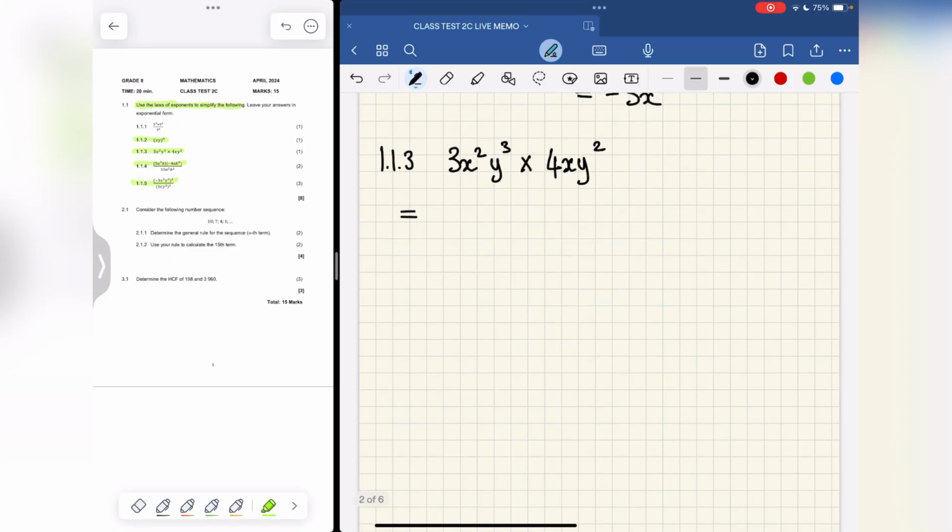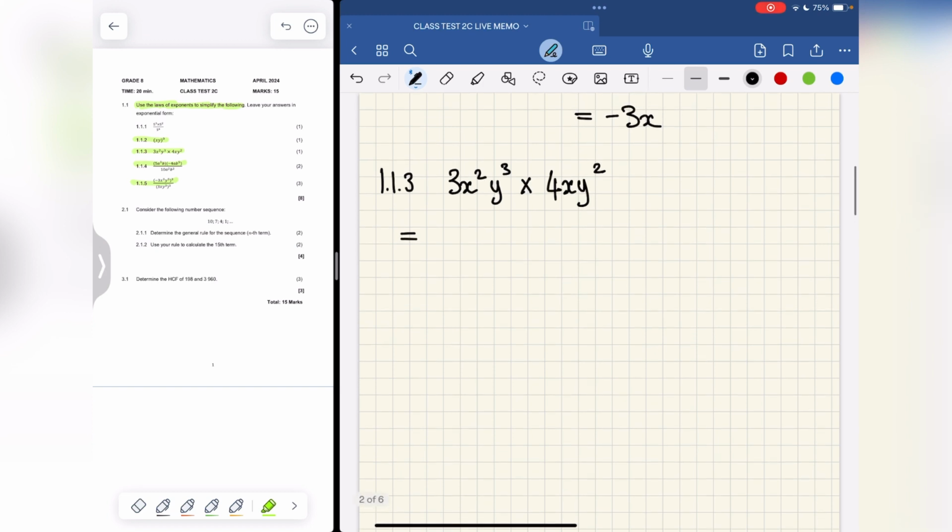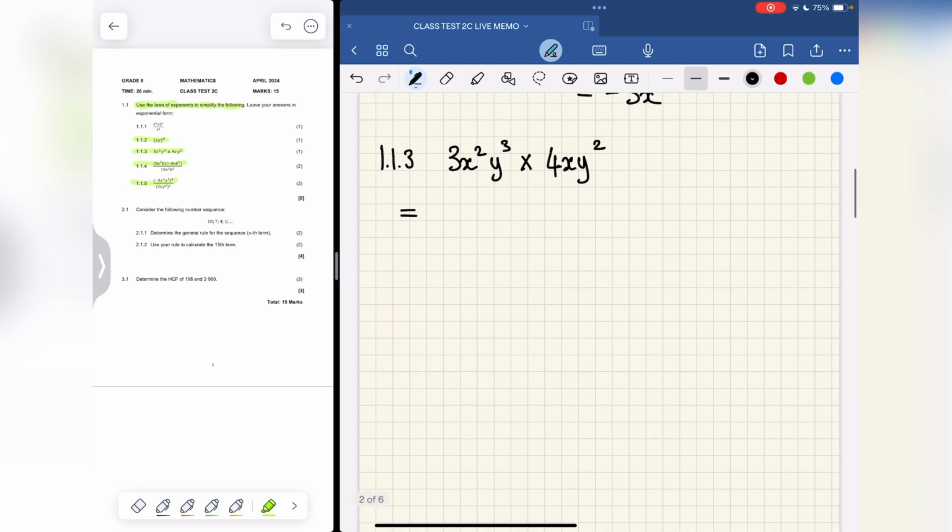1.1.3: 3x to the power 2, y to the power 3 multiplied by 4x, y to the power 2. Here we have a product. Remember that everything that's happening here is part of a product. Nothing is being added or subtracted here. Nothing is being divided. It is all being multiplied.